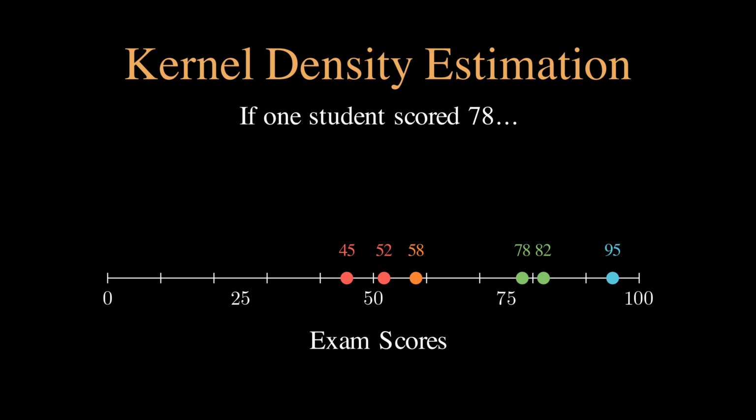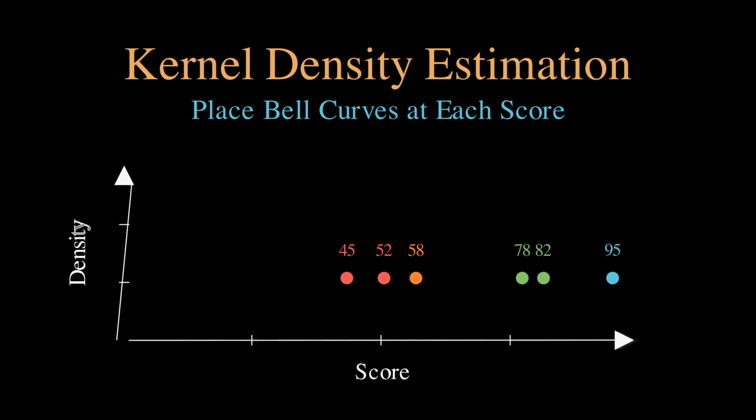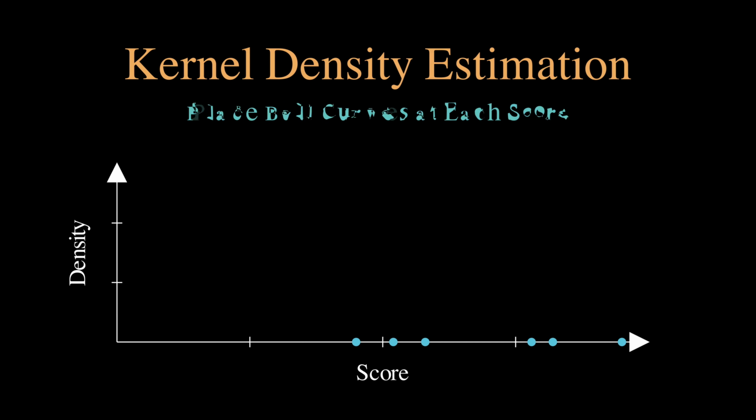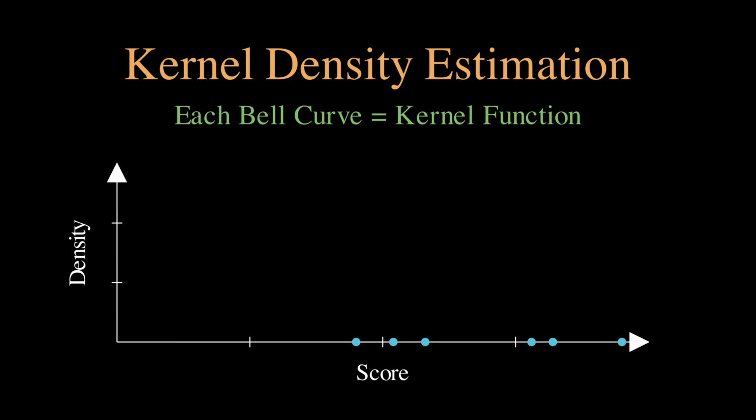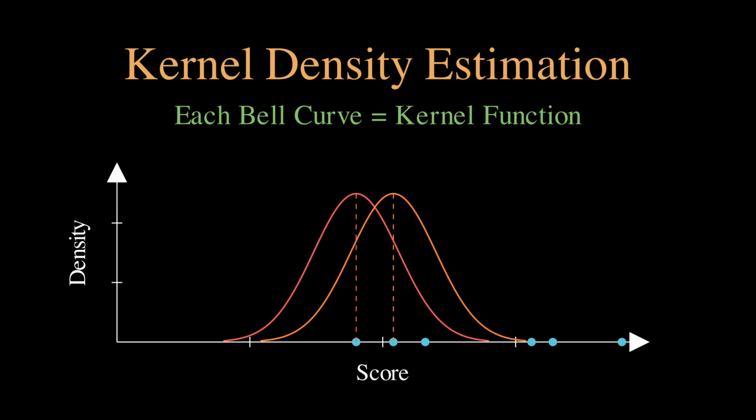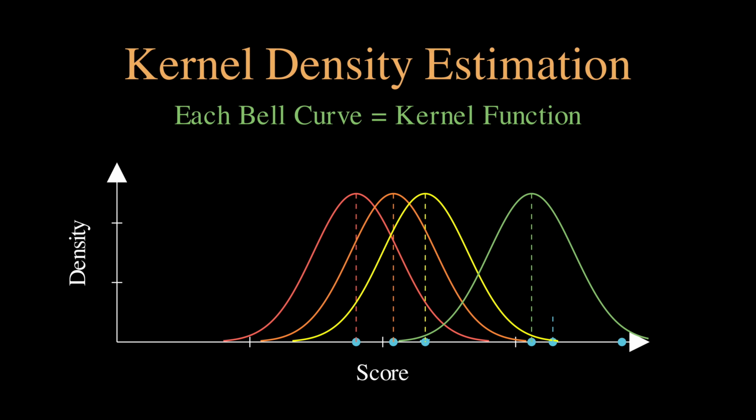This is where the mathematical magic begins. We're going to place a bell-shaped probability curve, what statisticians call a kernel, at each of our observed data points, which are carefully constructed probability distributions that represent our confidence about finding students with scores near each observed value. So, at the first score, we center a bell curve there, then at the second score, we place another bell curve, and so on, for all the remaining scores.